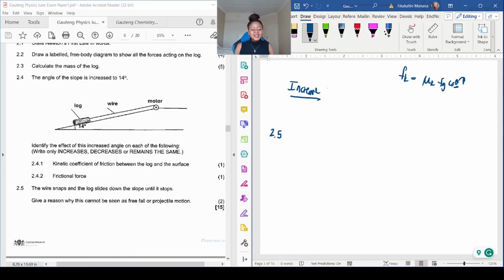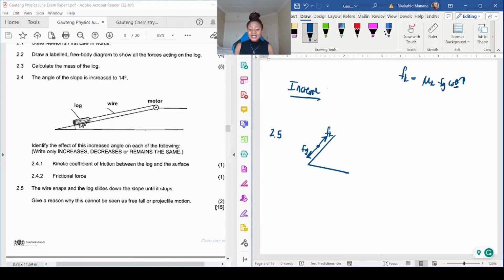All right, so now it says the wire snaps, and the log slides down the slope until it stops. So now friction has changed direction, right? We have gravitational force taking the log downward, but we have friction force opposing. Now it says, give a reason why this cannot be seen as free fall or projectile motion. Okay, so in this case, it cannot be seen as free fall because free fall by definition is when only gravitational force acts on the projectile, on the body.